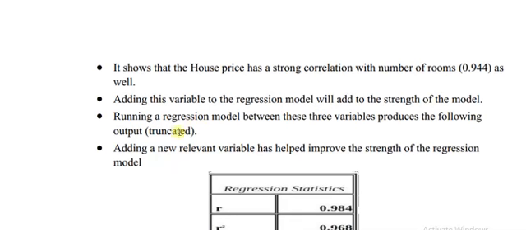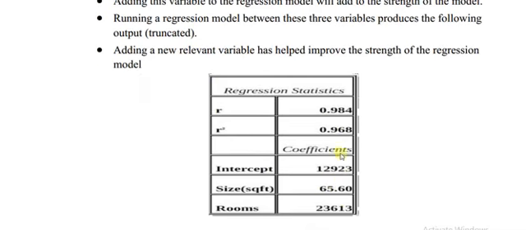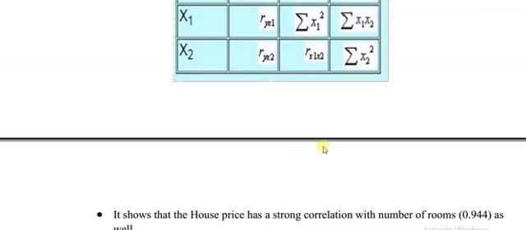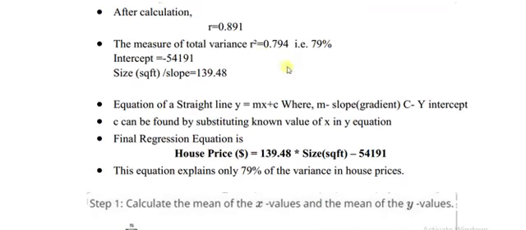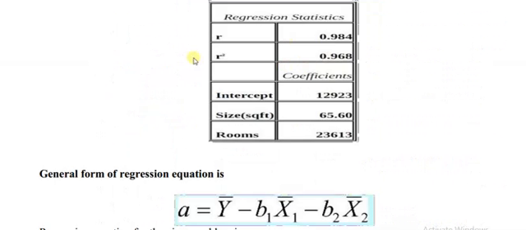Running a regression model between these three variables produces the following output. Here r is 0.984, r square is 96.8. If we look at this, the accuracy with the addition of the number of rooms is greatly improved compared to before adding the number of rooms. Before adding it was somewhere around 79%, but now it is around 96%.